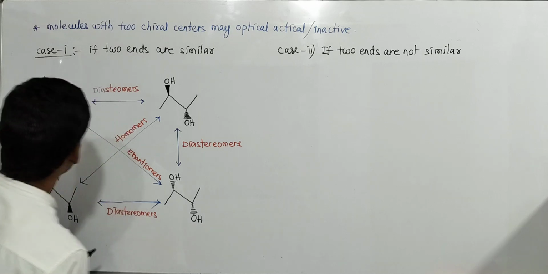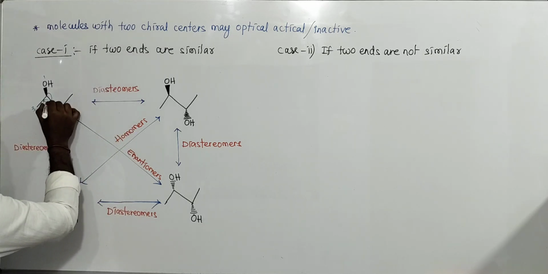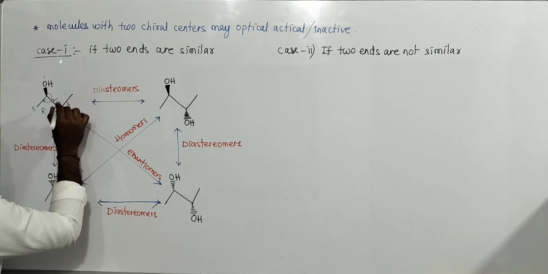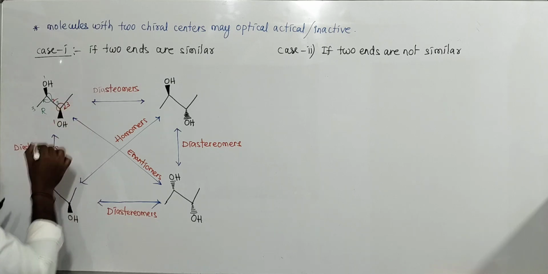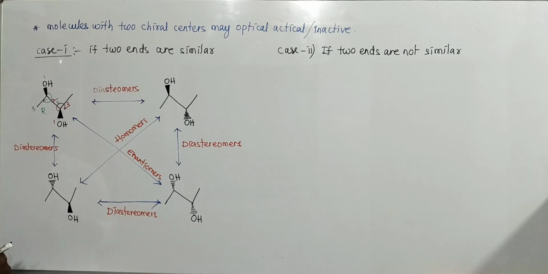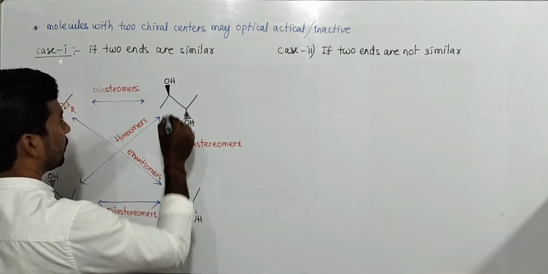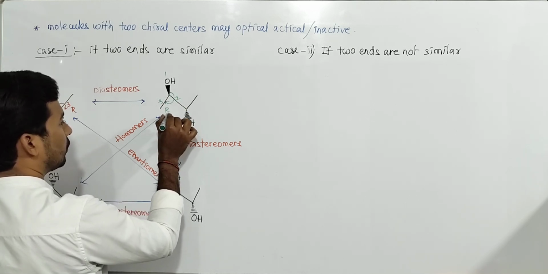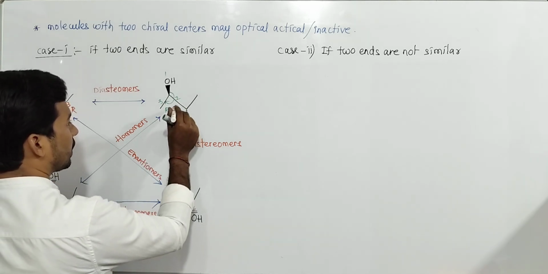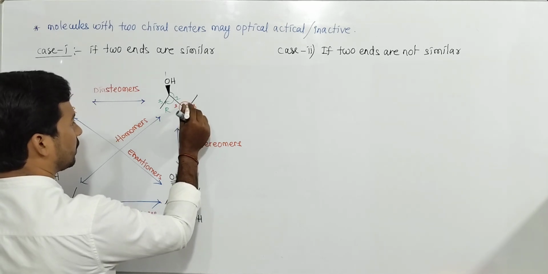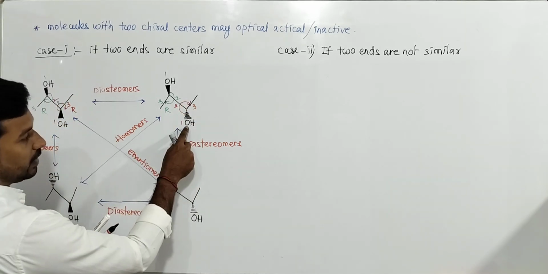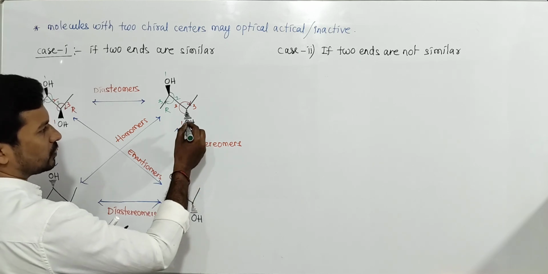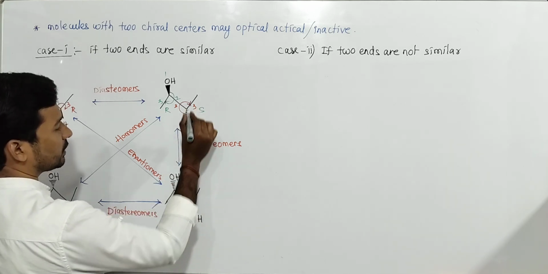Okay. Next, if you see here, this is the first, this is the second, and this is the third. 1, 2, 3 clockwise. Fourth priority group on dotted line, R configuration. Here again first, second, third priority, 1, 2, 3 clockwise, R. Here 1, 2, 3 clockwise, but the fourth priority group, hydrogen, is on a thick line. OH on dotted line means hydrogen on thick line. So if it is a thick line, clockwise becomes S.